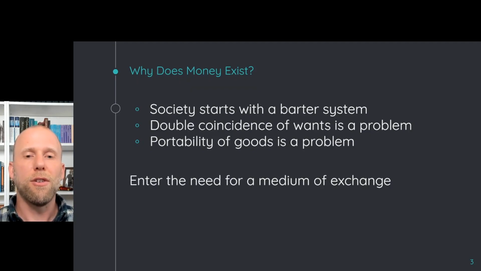So this enters the need for a medium of exchange, something that can speed up this economic activity that people want to do. If we can somehow get rid of the double coincidence of wants, so we can somehow get rid of the portability problem, then that's going to really help society function much smoother. So we have this need that naturally comes about within a barter system for a medium of exchange for people to use.